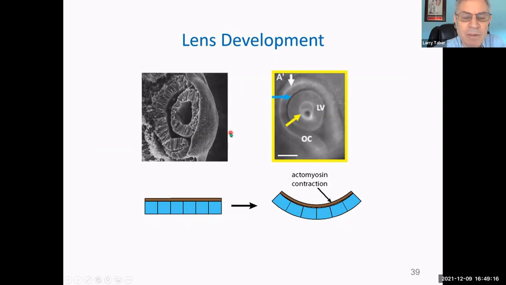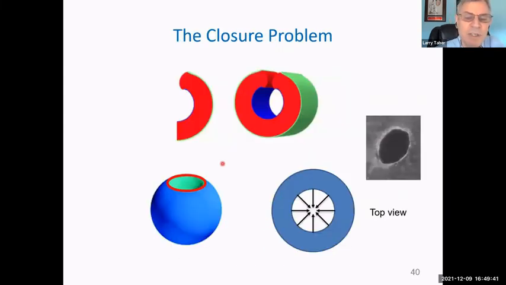So I'm going to talk just a few minutes about the lens. As I said before, the lens is known to invaginate because of actomyosin contraction along its apical surface. So we didn't want to look at this problem any further. But one question that remained pretty much undecided was, how does the lens vesicle close? This problem is not as simple as it may at first appear.